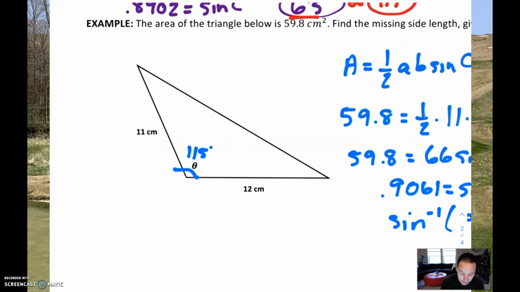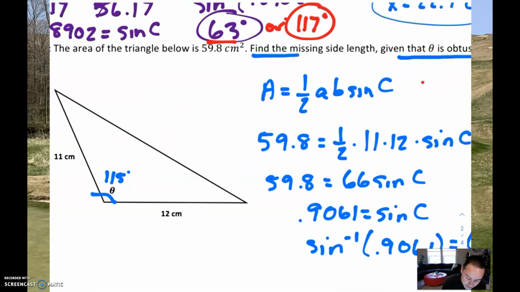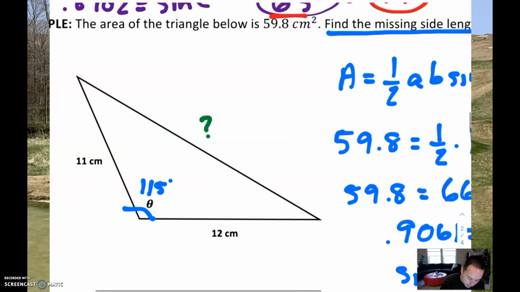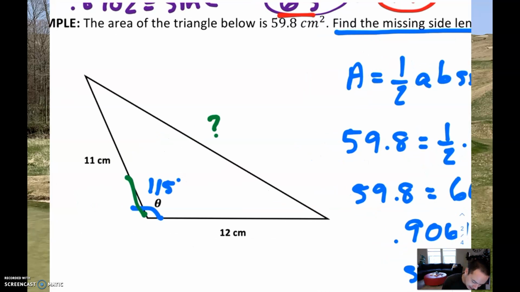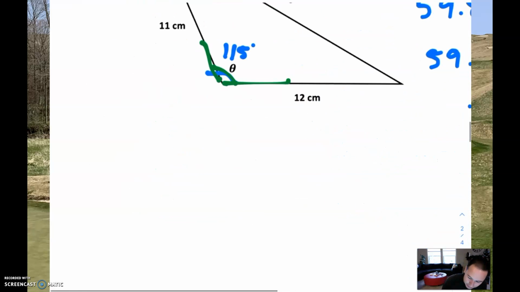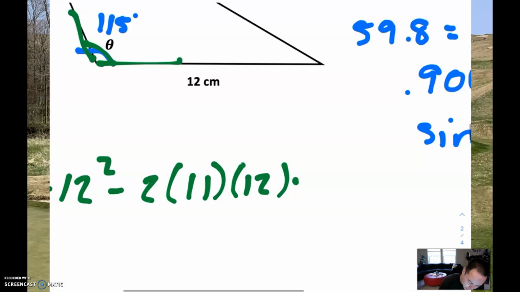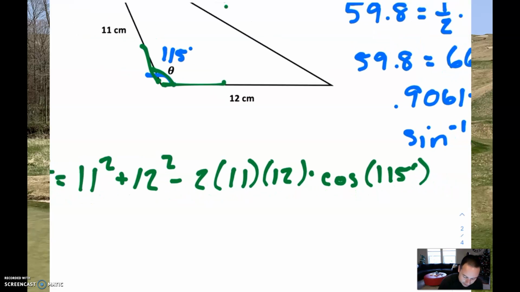But the question actually asked to find the missing side length. Here's the missing side length over here. So now what we have is side, angle, side. So if we have side, angle, side, we can now use the law of cosines to find that missing length. So I'll go ahead and set that up for you. We have c squared equals a squared plus b squared minus 2 times a times b times cosine of c, which now we can replace with 115 degrees.